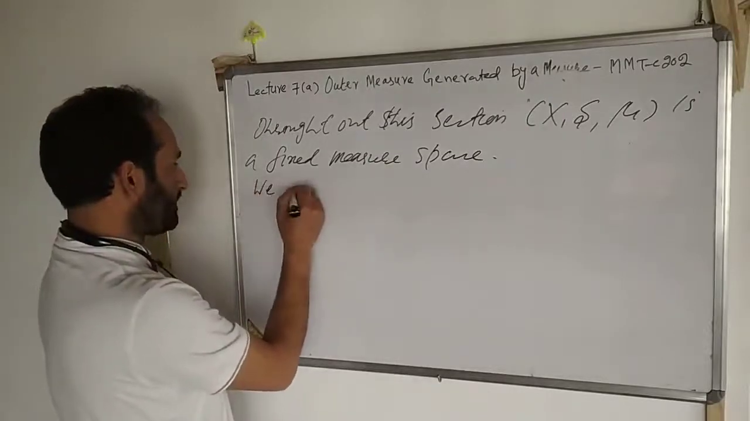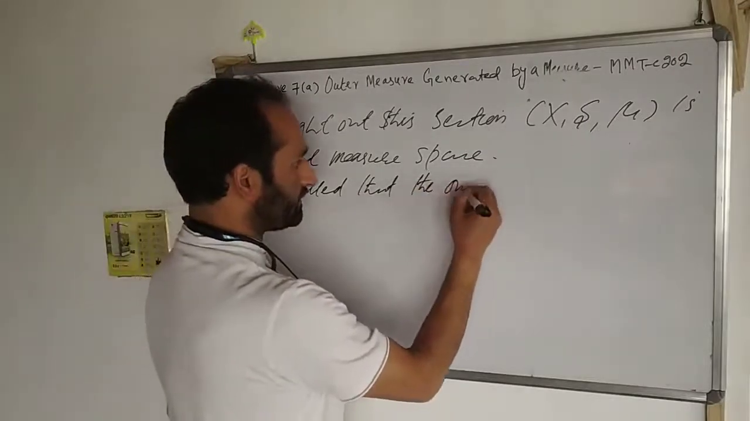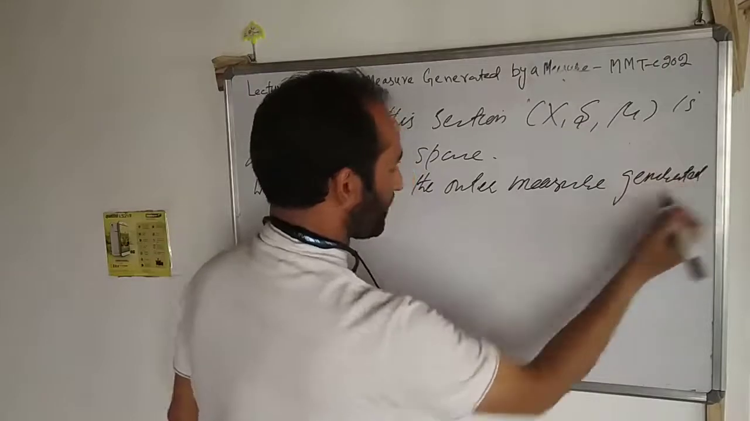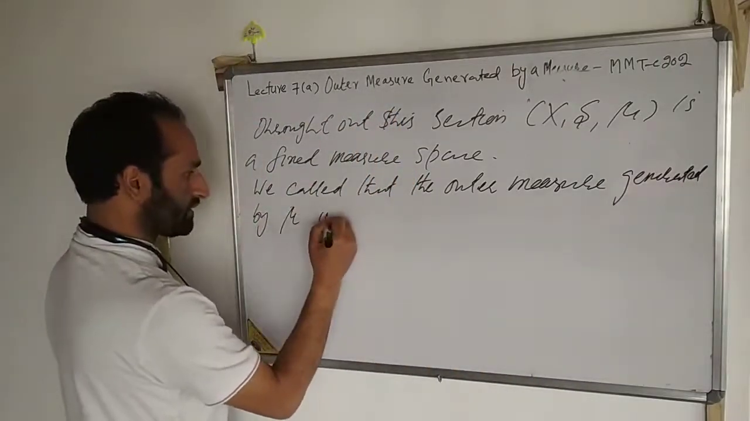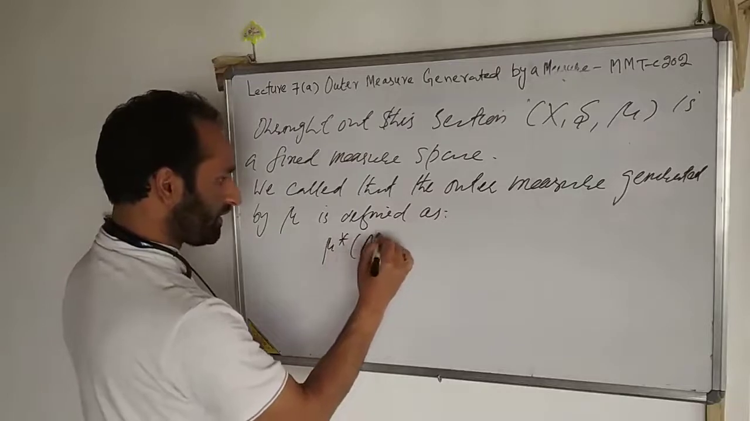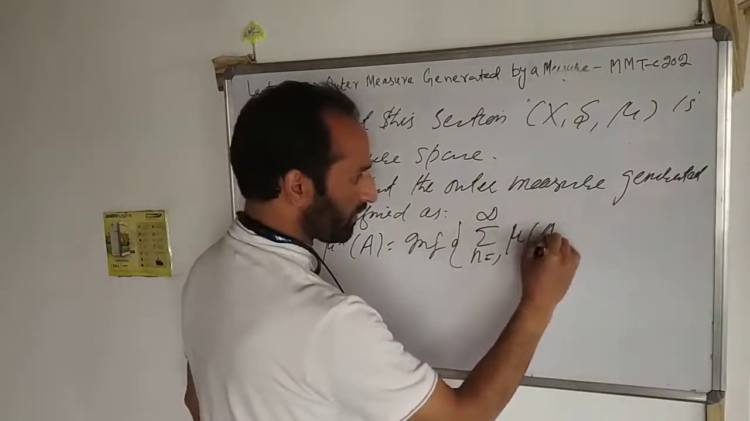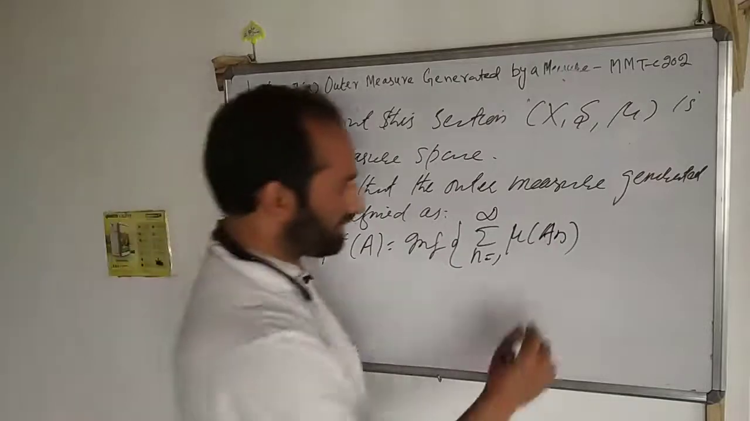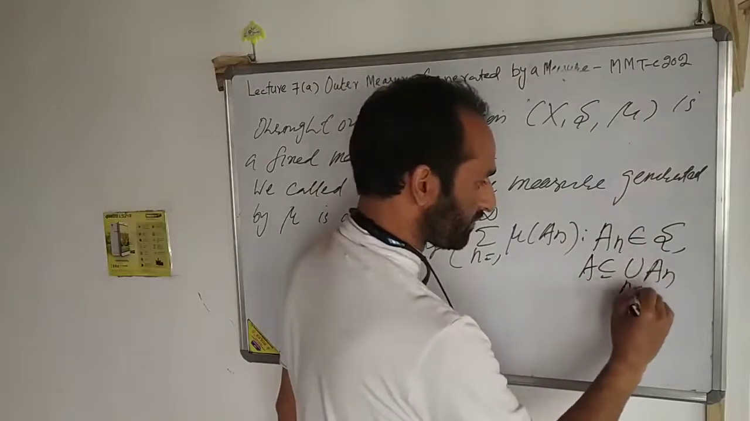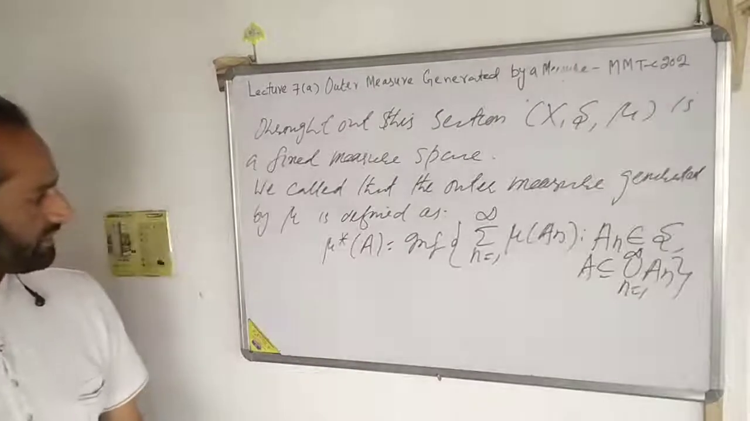Now we recall that the outer measure generated by mu is defined as mu star of A is equal to infimum of summation n runs from 1 to infinity mu of A_n, where these A_n's are members of S, and A is a subset of union A_n, n runs from 1 to infinity. So that's already defined in the previous lectures.